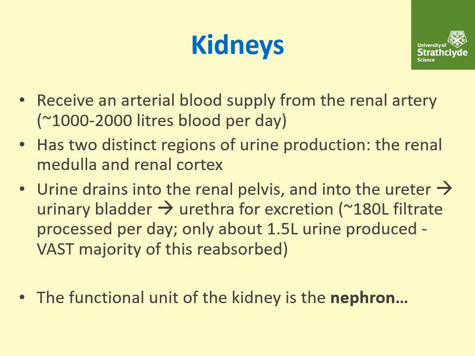And the two distinct regions of the kidney, the medulla and the cortex, as I said before, are both involved in urine production. And as I said earlier, the urine drains into the renal pelvis, then into the ureter, into the urinary bladder, into the urethra for excretion. Approximately 180 litres are filtered per day, but only about 1.5 litres of urine is actually produced. So the vast majority of the filtrate is reabsorbed. And like I said, the functional unit of the kidney is called the nephron.